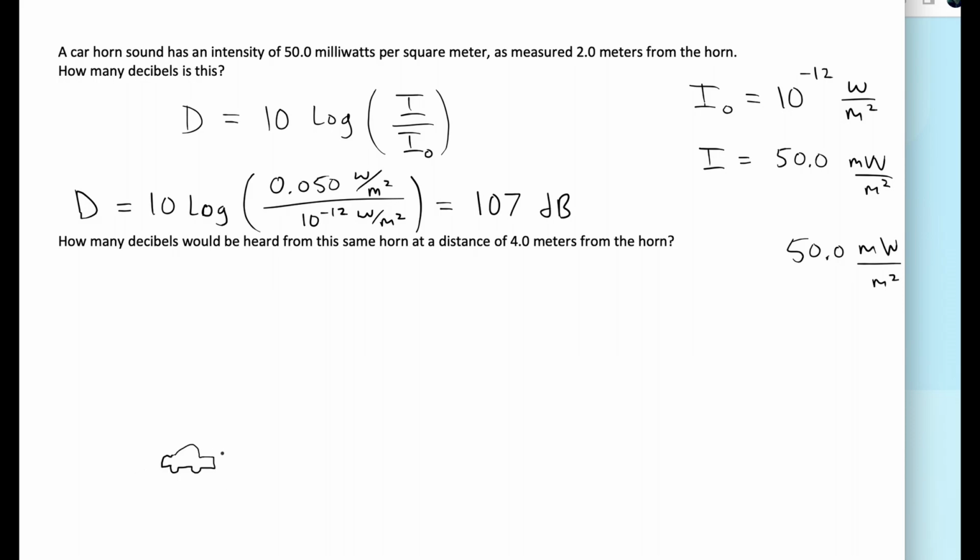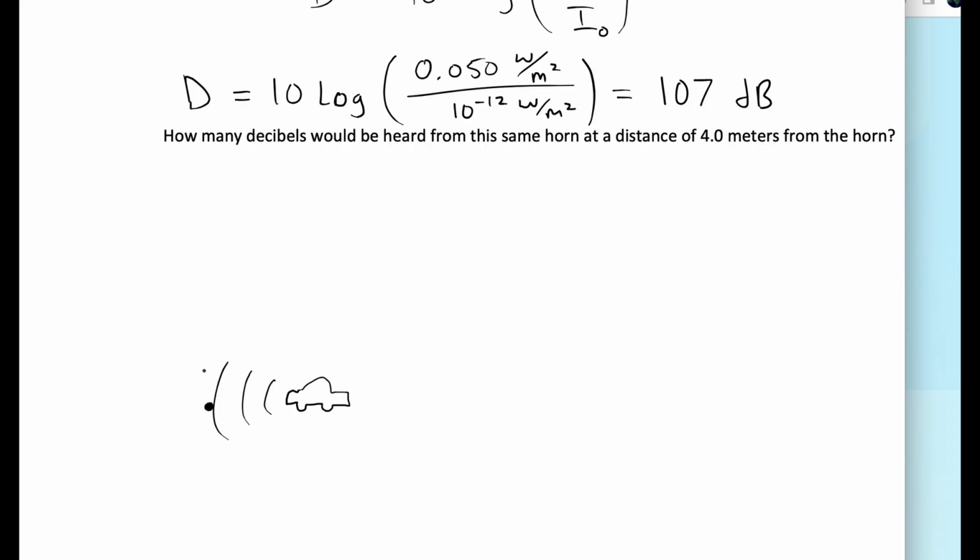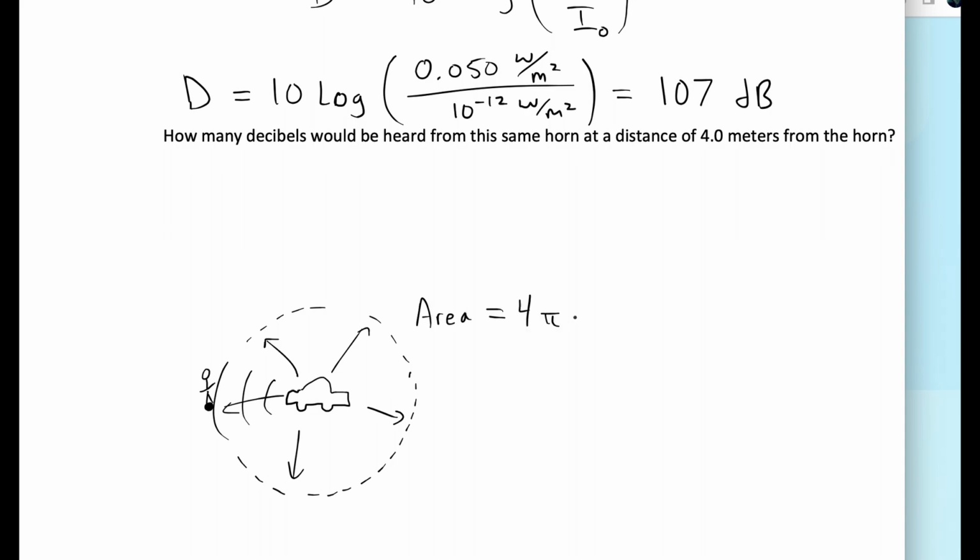All right, so if this picture here represents a vehicle, and there's a horn blasting, and we're standing 2 meters from that vehicle, the sound has to spread out amongst not just a circle, but in 3 dimensions, it would be a sphere. The sound energy has to radiate out in all directions. So what we have to figure is that the energy is going to be distributed amongst a sphere of area 4 pi r squared. That's a geometry formula for the area of a sphere.